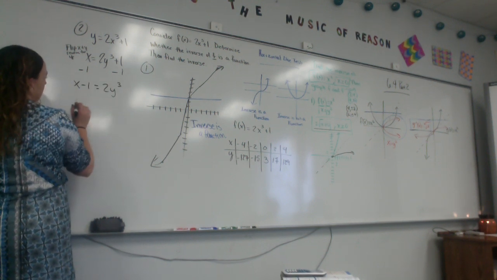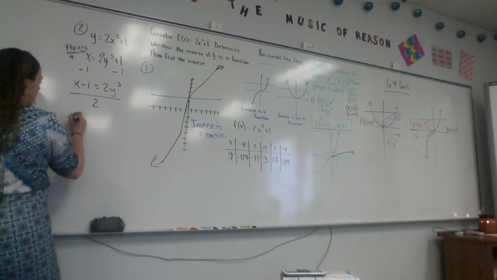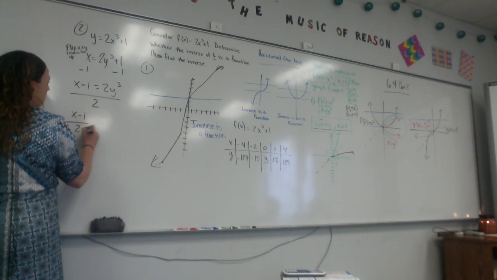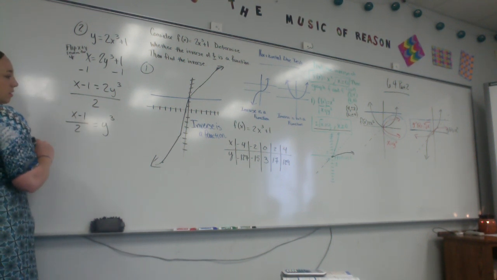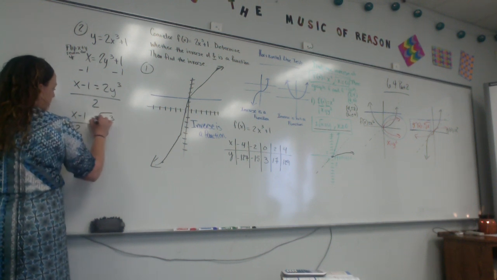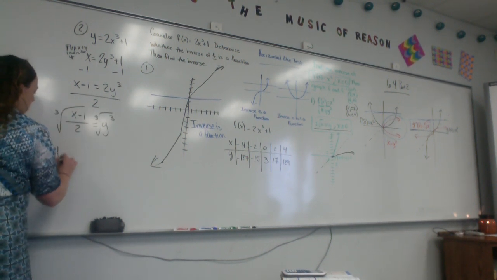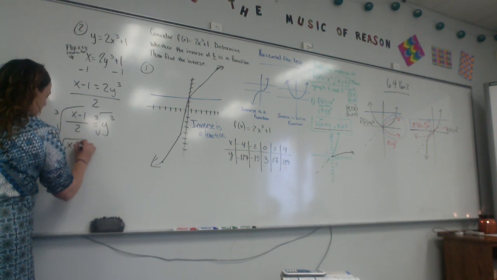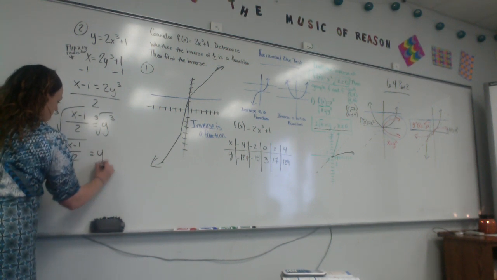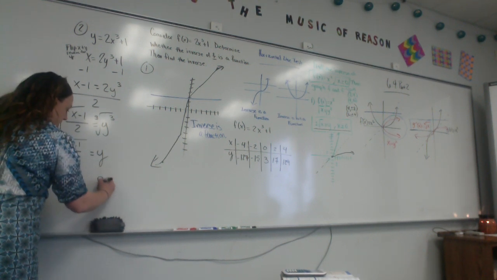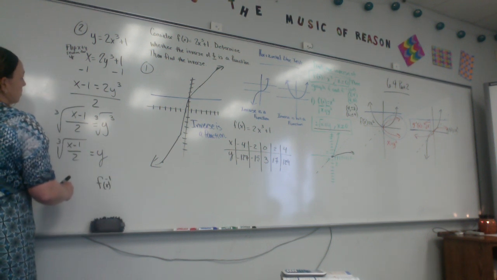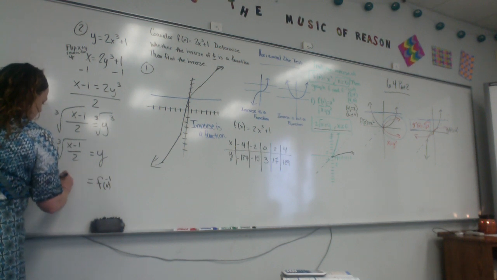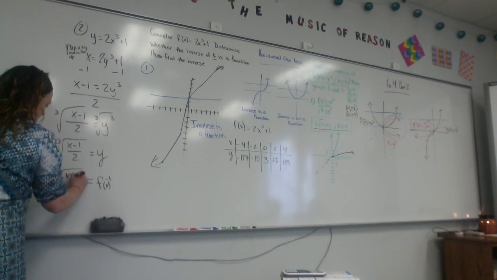Now what do you do? Divide by 2. You still would divide. Now what do you do? Take the cube root. Yes, take the cube root. So then the cube root of x minus 1 over 2 equals y. So your inverse function equals the cube root of x minus 1 over 2.